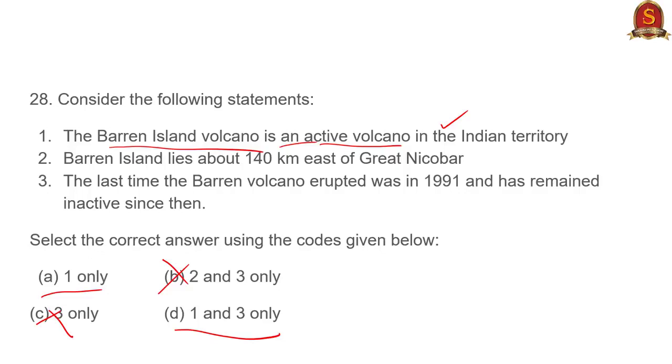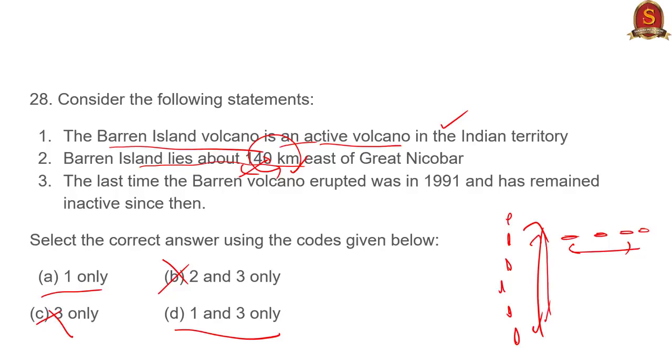Okay, let's say you do not know the first statement, not very sure about it. Let's take this one. Barren Island lies about 140 kilometers east of Great Nicobar. Even if you don't know it, you clearly know that this statement is wrong because the Andaman and Nicobar Islands have a structure in which they are spread over north to south. You need not worry about 140 kilometers. If the islands were located in an east-west direction, then you could worry about distances of 140 or 150 kilometers. It's a very simple north-south discussion, which means it is simply not possible.